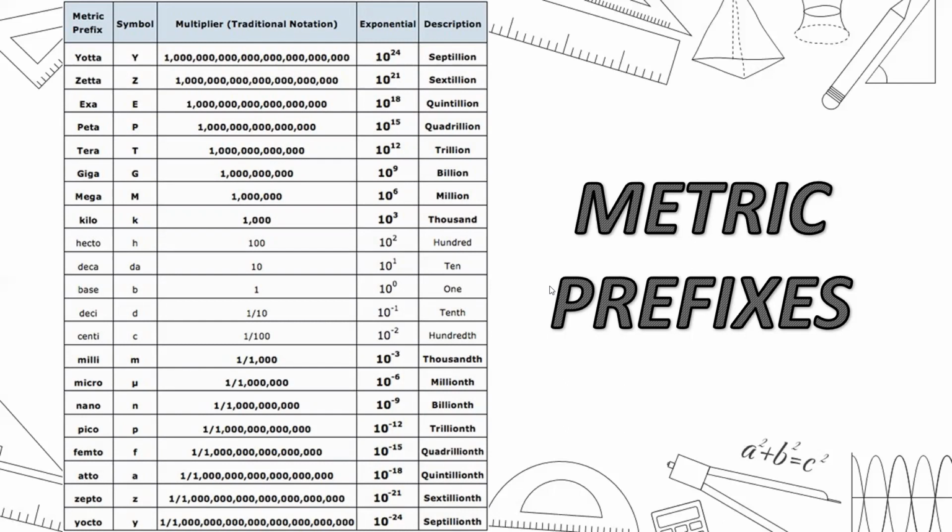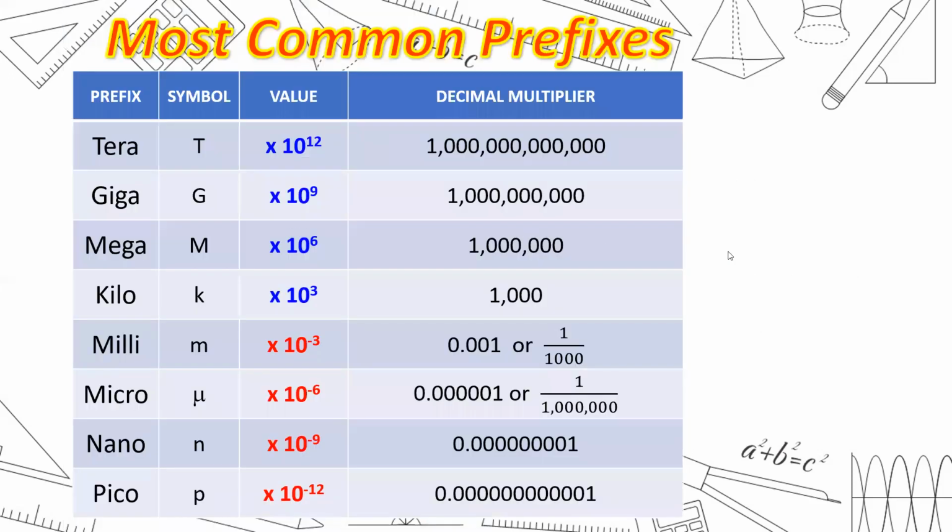Say, for example, for kilo, the symbol we use is K, the multiplier is 1,000, and the exponential value is 10 raised to positive 3, and it means 1,000. While for mega, we use capital letter M, our multiplier will be 1,000,000, and the exponential value is 10 raised to positive 6, and it means million, and so on and so forth. But we will discuss only the most common prefixes used in engineering.